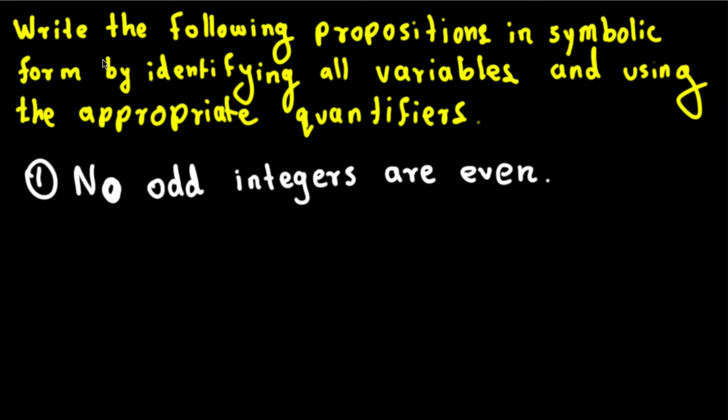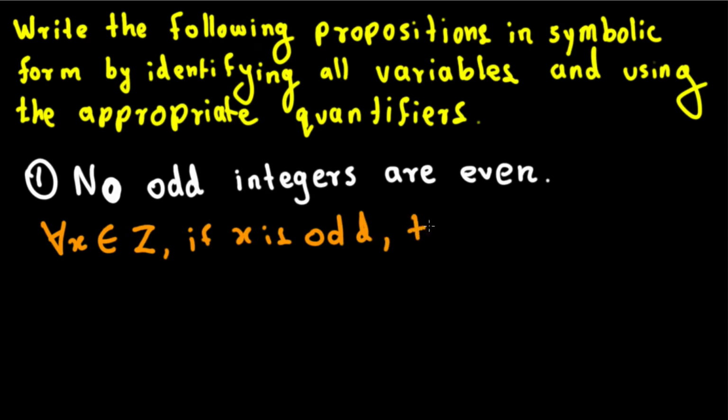Here this question is asking, write the following propositions in symbolic form by identifying all variables and using the appropriate quantifiers. The first one is, no odd integers are even. If we want to write this one using quantifiers, it is going to look like this: for all x belonging to the integers Z, if x is odd, then x is not even.